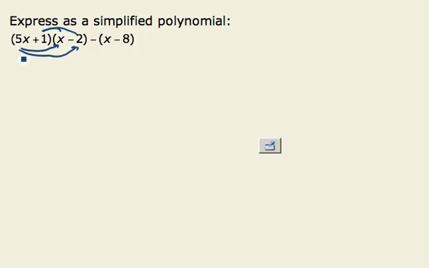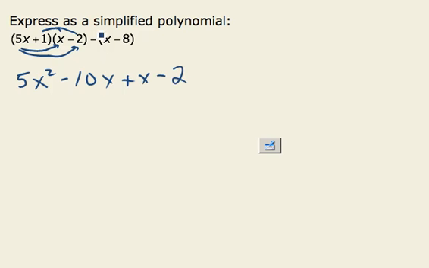Right? So when I do the 5x times the x, I'll get a 5x squared. And then when I take and multiply the 5x times the negative 2, I'll get a minus 10x. And don't leave that minus sign off. That's a negative 2 sitting there. And when I multiply the 1 through, that's pretty simple. 1 times x is just an x. And then 1 times a negative 2 is minus 2.